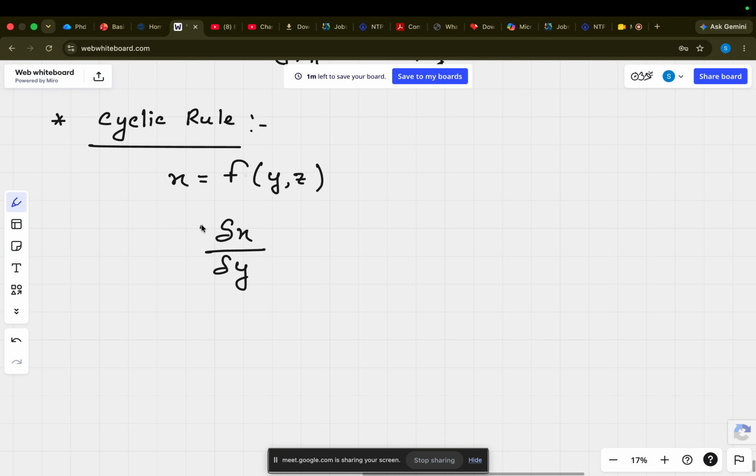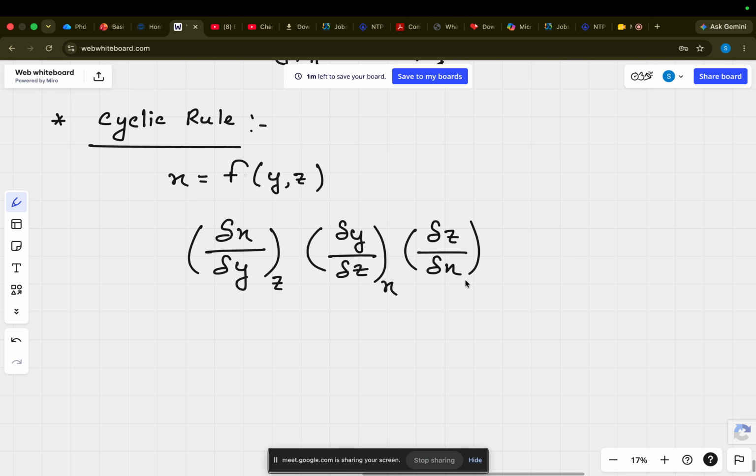Del x by del y. See, I have written x and y, so what will be the constant? The remaining one, z. Next will be del y by del z. I have written y z, what will be the constant? X. Next will be del z by del x. So I have written z and x, what will be the constant? The remaining y, right? And that will be equal to minus 1.